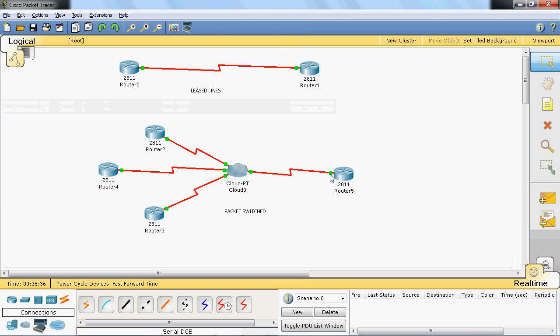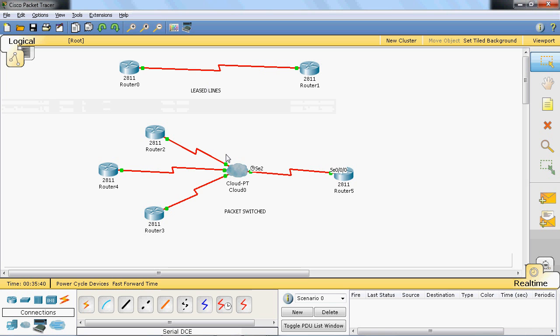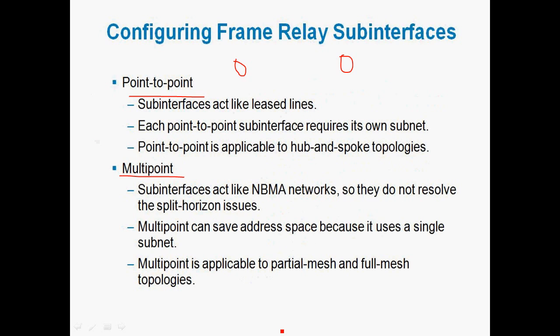For example, this is serial 0/0/0. So 0/0/0.1 is one network, 0.2 is another network, and 0.3 is another network. So for each network we can use a separate IP address. Each point to point subinterface requires its own subnet, that is a separate net ID, and point to point is applicable to hub and spoke topologies.